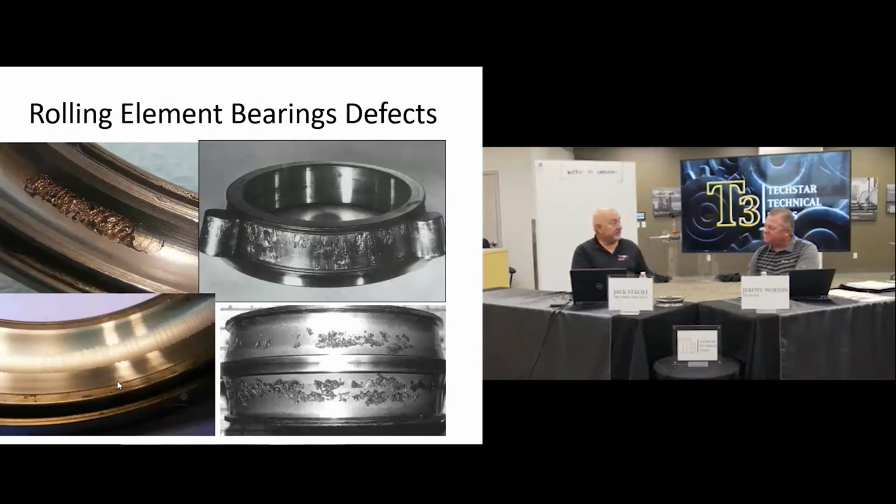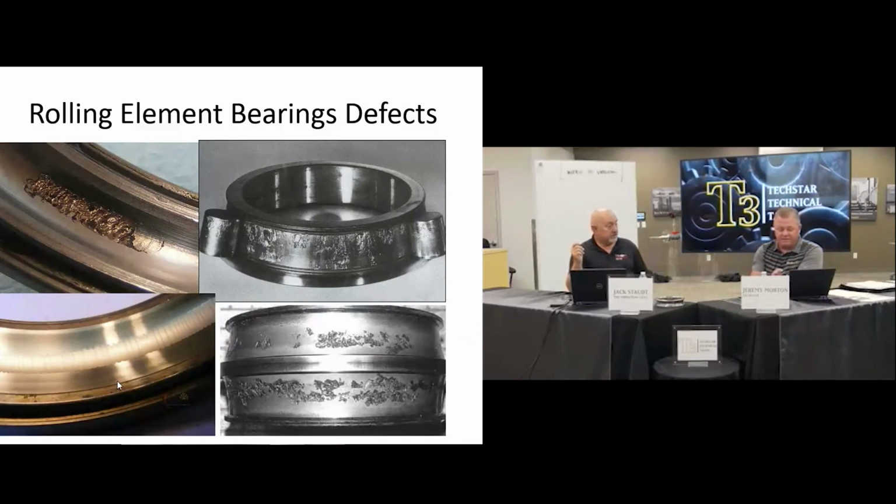Here are some illustrations of some bearing problems. The cause on the top left is Brinelling. On the top right is trash, some type of contaminant in the oil or something. Bottom right is corrosion, and bottom left is electrical. So just some illustrations, some indications that you can see.